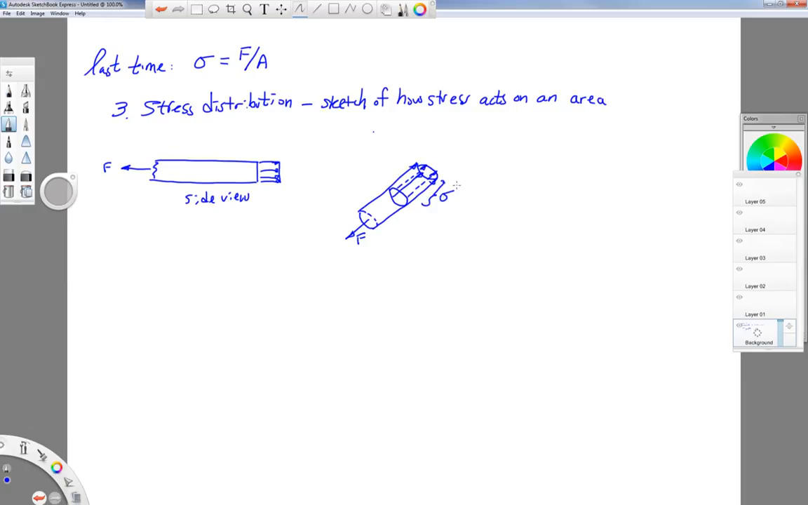And you can take a look in the book and you can see different types of stress distributions. Basically, it's just a picture of how that stress acts on the cross-section. There are a couple terms associated with stress distribution. You can have what's known as a uniform stress distribution. A uniform stress distribution is if the stresses are all at the same value everywhere on that area. And then a non-uniform stress distribution is if the values of the stress change at different locations on the cross-section.